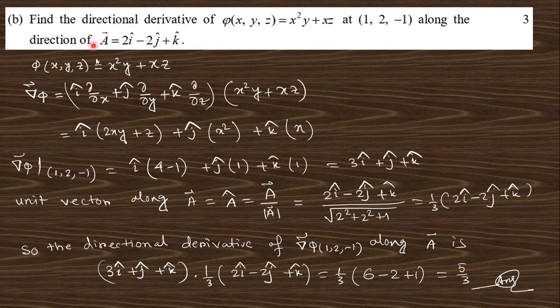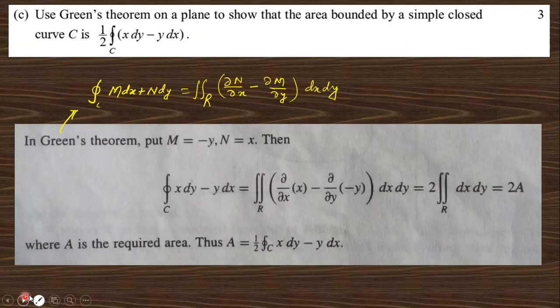In that direction, so you need to find out the unit vector, and the unit vector in this direction will be like that. So the directional derivative along that is the dot product of this into this unit vector, and you will get 5 by 3. Next one is Green's theorem of the plane bounded by the closed curve given here.